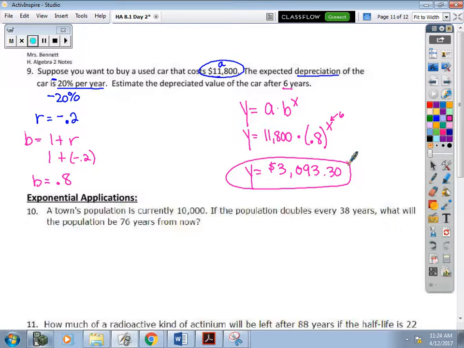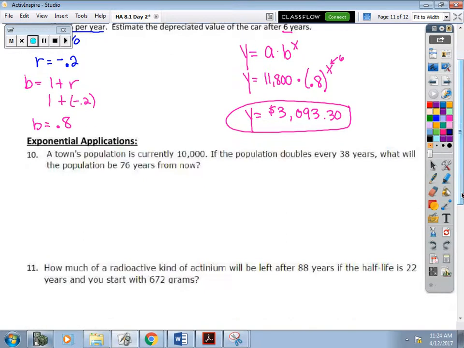The last two examples are word problems as well, but they're not going to give us a percent increase or decrease. They're going to use a word instead to describe the relationship. So it says the town's population is currently 10,000. So that's our initial population. That's our A variable. The population doubles. So this is your growth factor. If you're doubling something, that's 2 times the amount. So that's actually just telling us straight away that B is 2. The growth factor is 2.